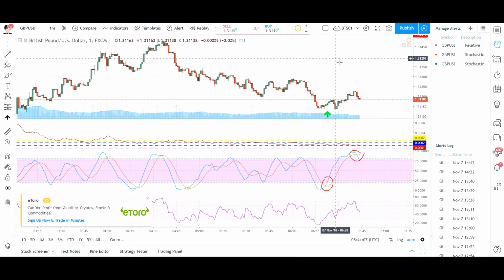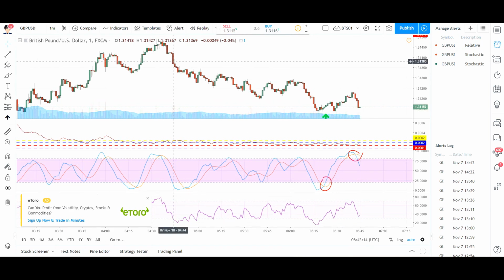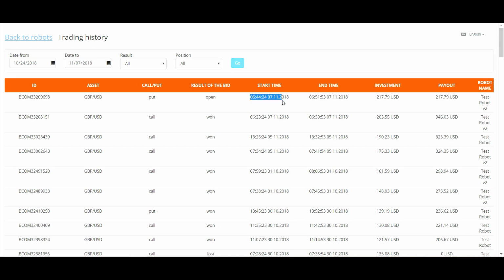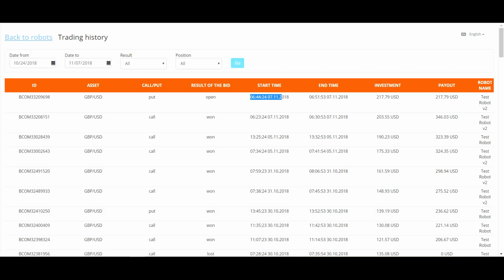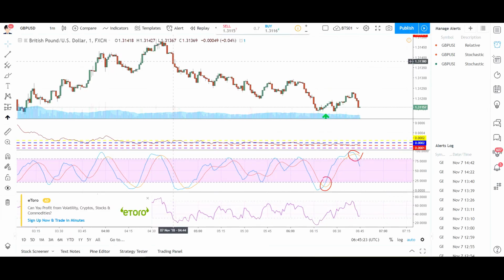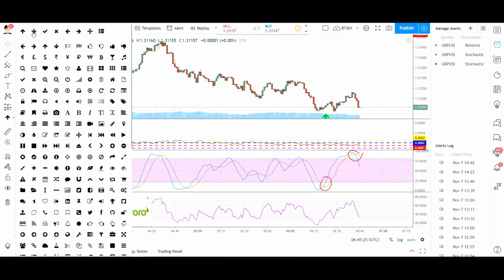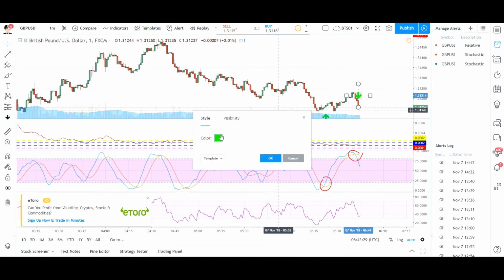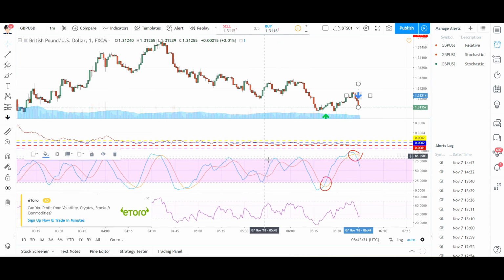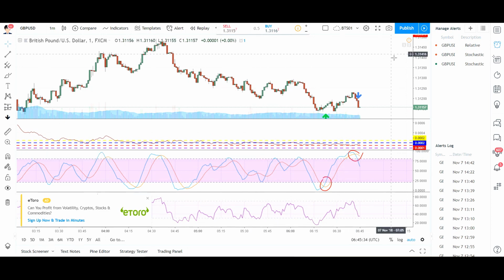Alright, so let's wait for the trade to be executed, and then we'll check out the results. Alright guys, so there's a put trade at 6:44. Let me turn off the robot first. So, put trade open at 6:44. Let me put a downward arrow at the 6:44 bar. Yeah, 6:44. Change the color to blue. Alright, so let's wait for this trade to expire.